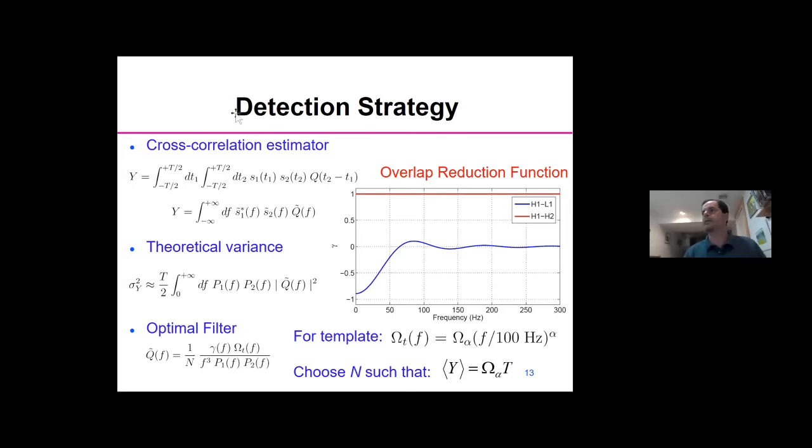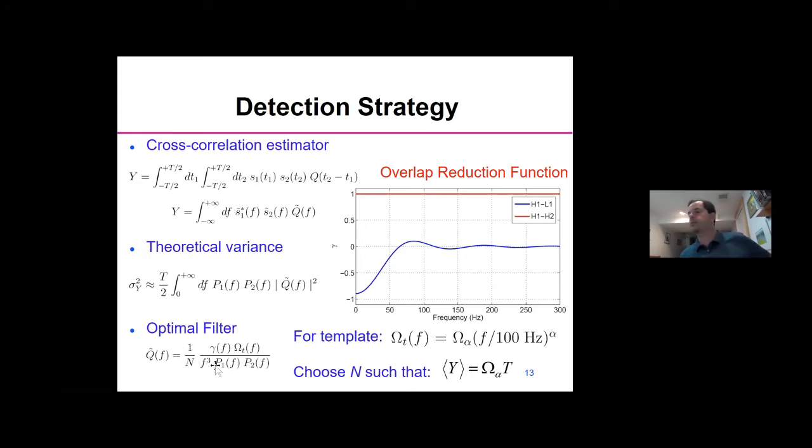So this is the slide saying detection strategy. This is basically a summary of what we have done. Again, this is the cross-correlation estimator in the time domain. This is what it would look like in the frequency domain. The theoretical variance corresponding to this estimator, so that's our sigma. The filter that we talked about: a typical template that we use for calculating the filter is a power law. We can choose the normalization, which here I called N.